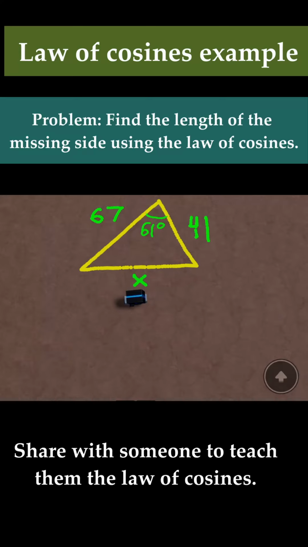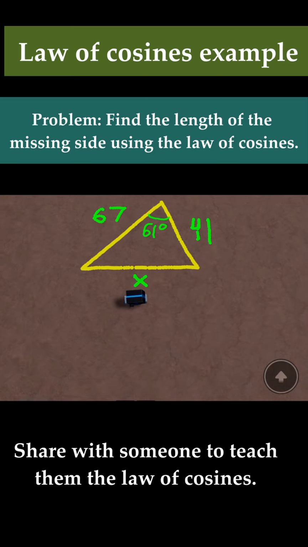In this problem, you have a triangle with side lengths of 67, 41, and an angle between them of 61 degrees, and we need to use that to solve for how long side x is. Whenever you have an angle and two sides right next to it that are all given to you, that's an indication that the law of cosines is the formula you want.